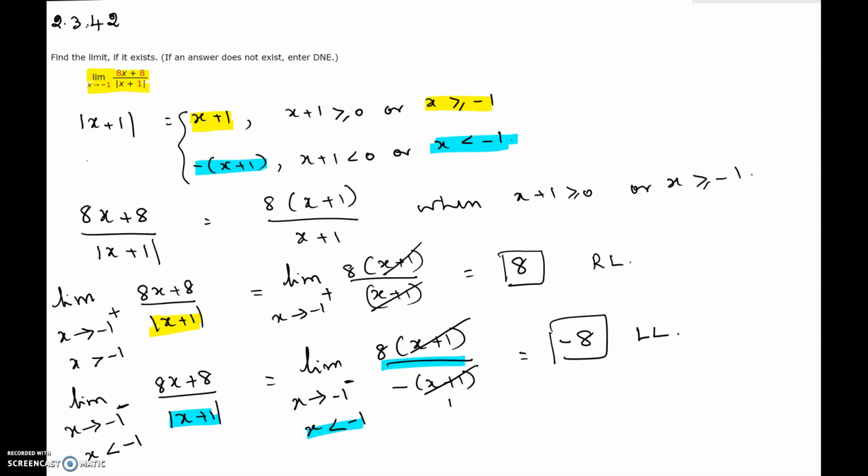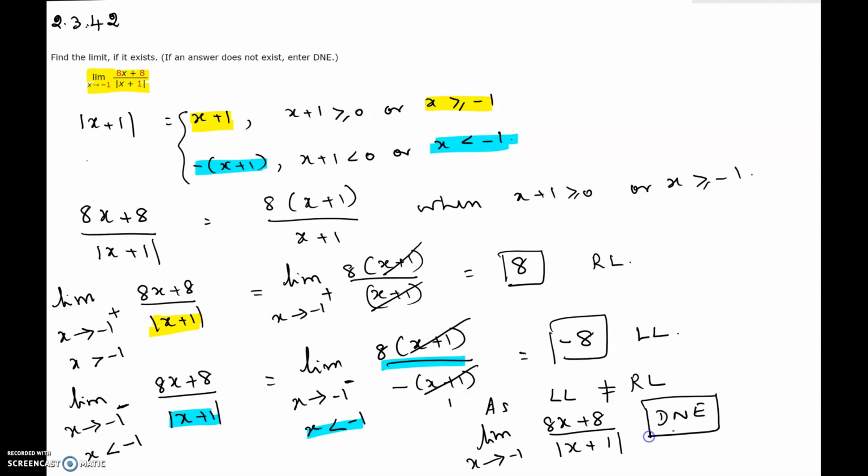In this case, the right limit is not equal to the left limit, so the limit does not exist. As the left limit is not equal to the right limit, the limit as x approaching negative 1 of (8x + 8) divided by absolute value of x + 1 does not exist. DNE stands for does not exist. Hope this video helps.